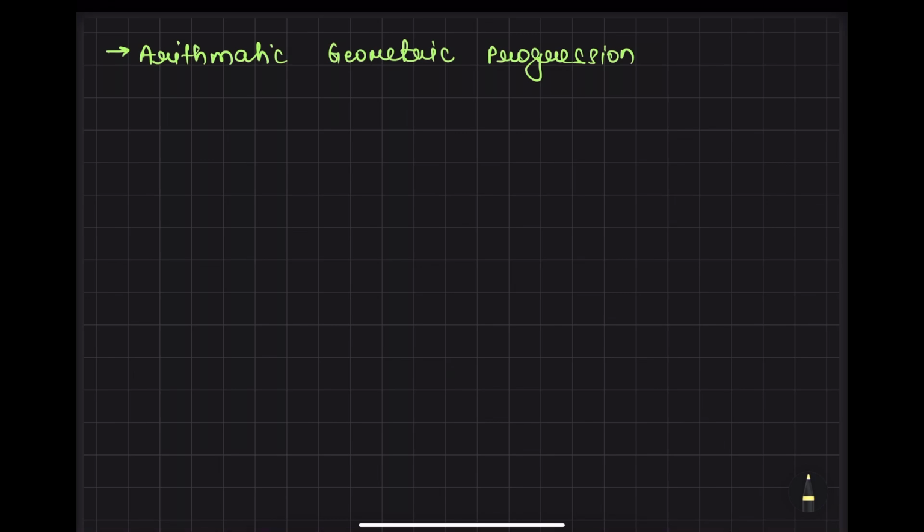So, we have a wholesome new session in which we will understand the concept of arithmetic geometric progression. So, what will happen in this? Suppose we have a plus d, then a plus 2d, then a plus 3d, dot dot dot, plus a plus (n minus 1)d.